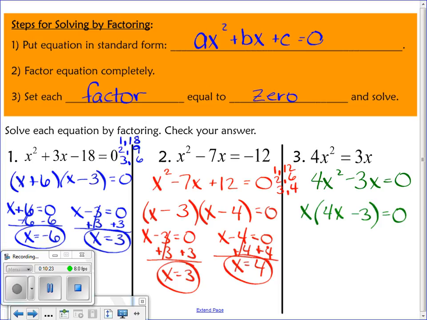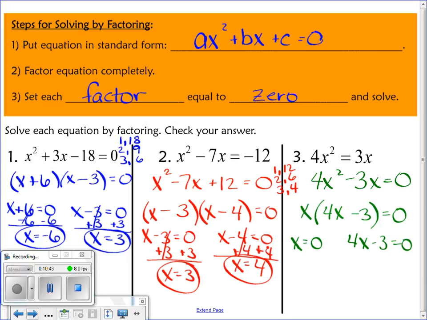Can I factor that any further? Two terms. No. They're not both perfect squares, right? You don't even have an x squared anymore, so you can't keep going there. All right, so set each one equal to 0. So x equals 0. That's one of your factors. And then 4x minus 3 equals 0.